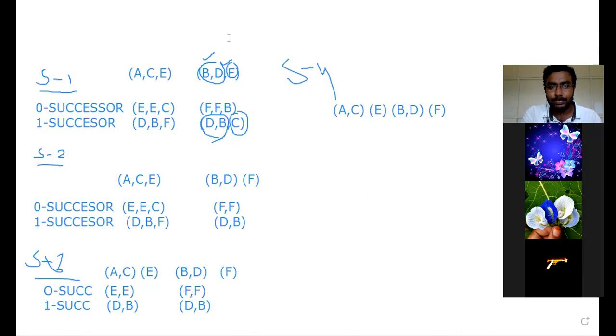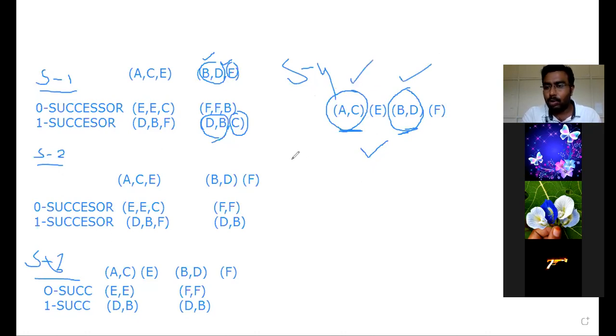This is your final step, students. When you find the 0th successor and 1 successor of AC and BD, they are available in the same group. So we cannot separate AC and BD into separate groups. This is your final step, students. With this, you can stop your partitioning process, and you have to come to a conclusion. What is that? The states which are there in a single group, AC and BD, are equivalent states. When you complete your final step, the states which are available in a single group, AC and BD, will be equivalent states.